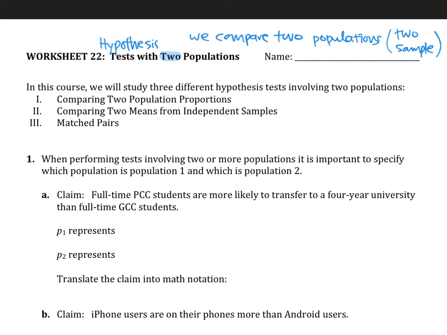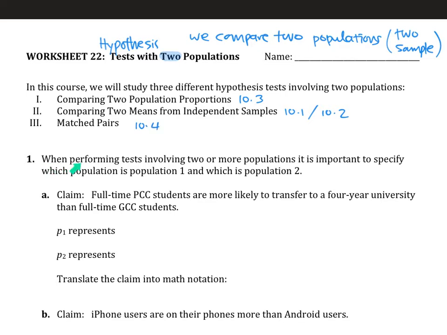So this corresponds to chapter 10 of the book. The first part corresponds to section 10.3, comparing two means, sections 10.1 and 10.2, and matched pairs, 10.4.